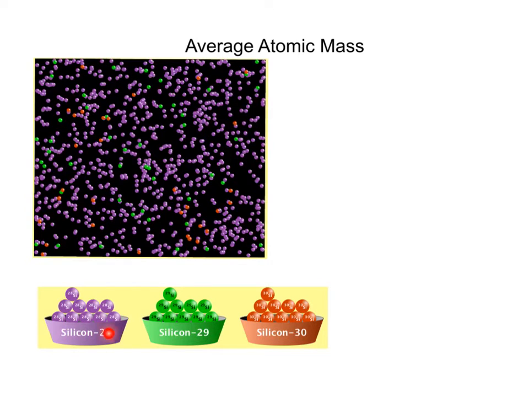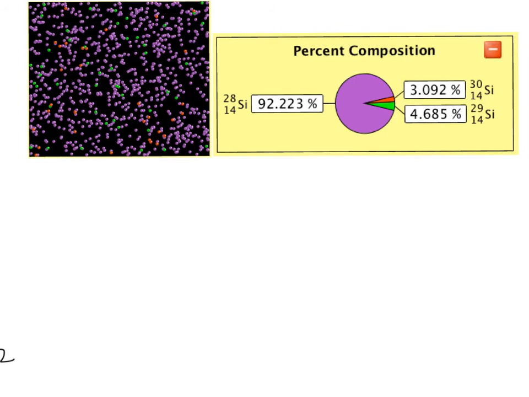Now, when we have three isotopes, we can't just simply add up their masses and divide by 3 to find the average atomic mass. It's a little bit more complicated than that because we have to take into account how often those isotopes appear. And you can tell just visually from looking at this picture that the most dominant form of silicon is silicon-28. And if we go to the next slide and look at its actual abundance, we'll see that it dominates handily.